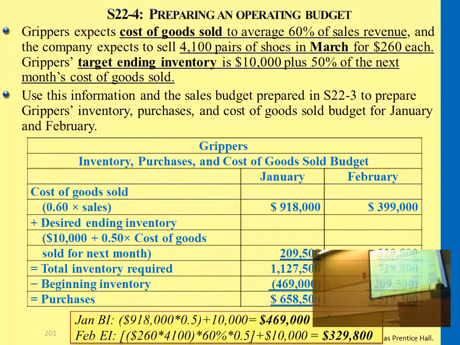Okay, so same theory here. We need to have $728,800 of inventory in February, and we had at the end of January $209,500. Compared to that, we need to make additional purchases of inventory that are worth $519,300.